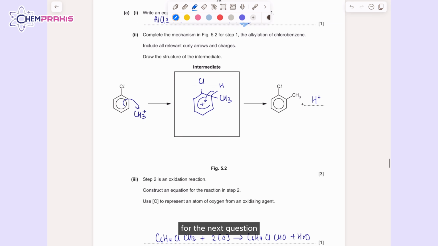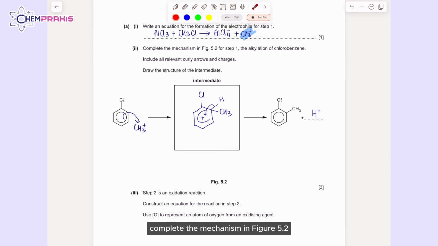For the next question, complete the mechanism in figure 5.2 for step 1, the alkylation of chlorobenzene. Include all relevant curly arrows and charges. First, I need to show the arrow from the delocalized system to the electrophile. After that, you change the delocalized system to partially delocalized, and the electrophile is attached to this carbon. After that, the electrons in the bond between carbon and hydrogen are given to the partially delocalized system, and this will restore, and the H will leave as an H+ ion.